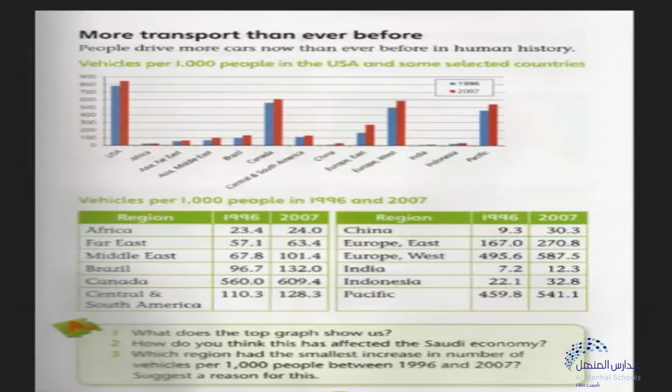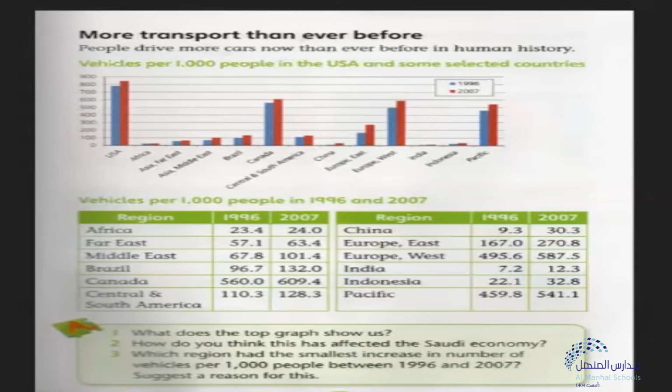Okay, let's look at the Middle East. In the Middle East in 1996, 67.8 people were driving cars in 1996 out of 1,000, and in 2007, 132 people were driving cars in 2007 out of 1,000. So I think it's much more now because it's 13 years later.